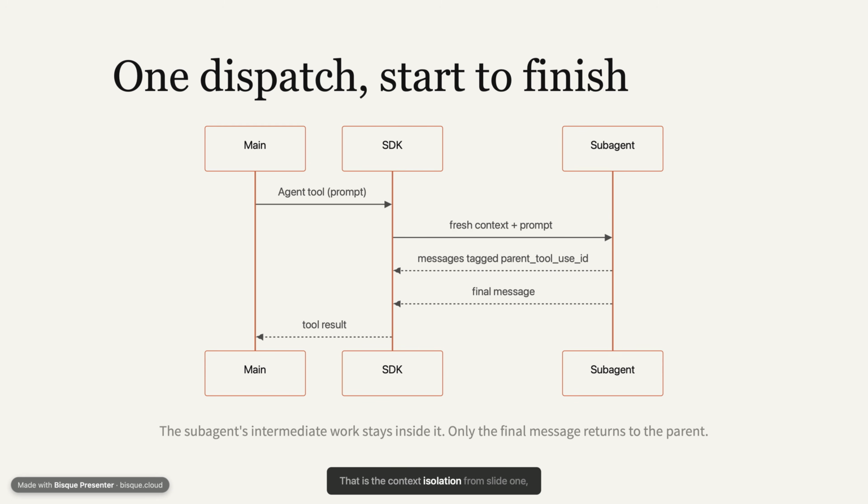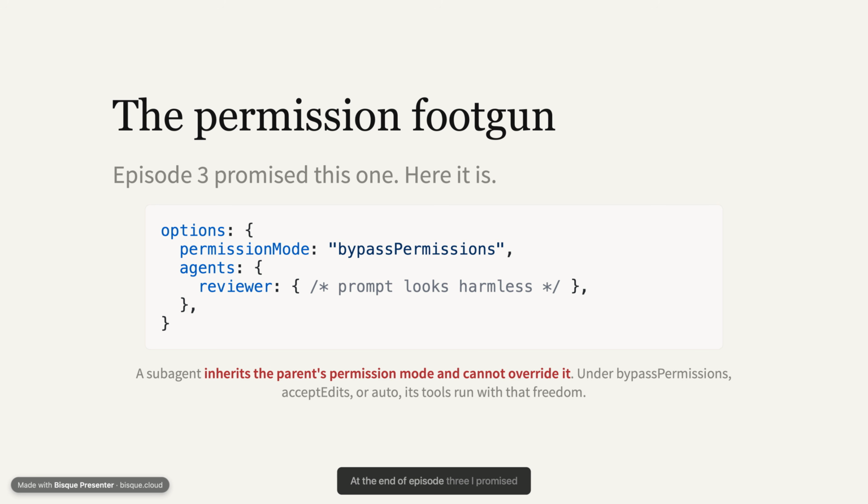That is the context isolation from slide 1 made concrete. At the end of episode 3, I promised the subagent permission story, and here it is. A subagent does not get its own safe little sandbox. It inherits the parent's permission mode, and it cannot override it. So if your main agent is running in bypass permissions or accept edits or auto, every subagent runs with that same freedom, no matter how tame its prompt reads.